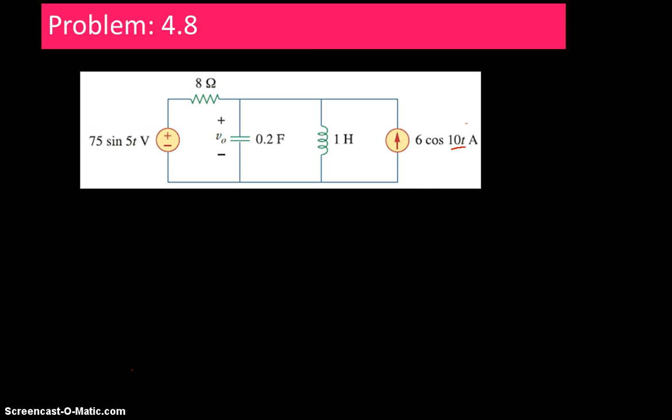Hope you understood how to calculate the voltage across this capacitor by the superposition theorem.